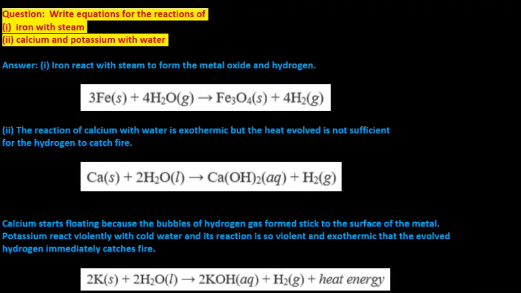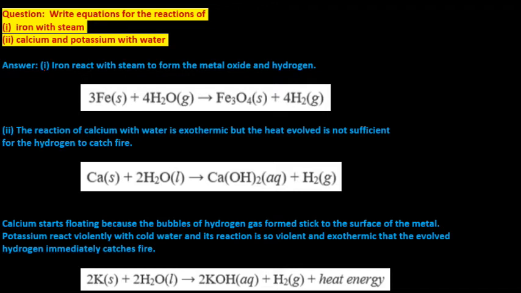Second, the reaction of calcium with water is exothermic, but the heat evolved is not sufficient for the hydrogen to catch fire. Equation may be written as Ca plus 2H2O gives Ca(OH)2 aqueous plus H2 gas. Calcium starts floating because the bubbles of hydrogen gas formed stick to the surface of the metal.